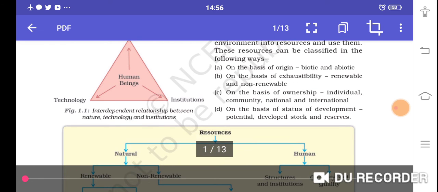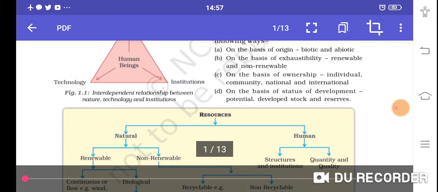Just listen to my words carefully. Based on the origin, resources are classified into biotic and abiotic. Abiotic resources are non-living, while the biotic resources are living. And the examples of the abiotic resources are soil, rocks, and minerals. And the examples of the biotic resources are plants and animals.